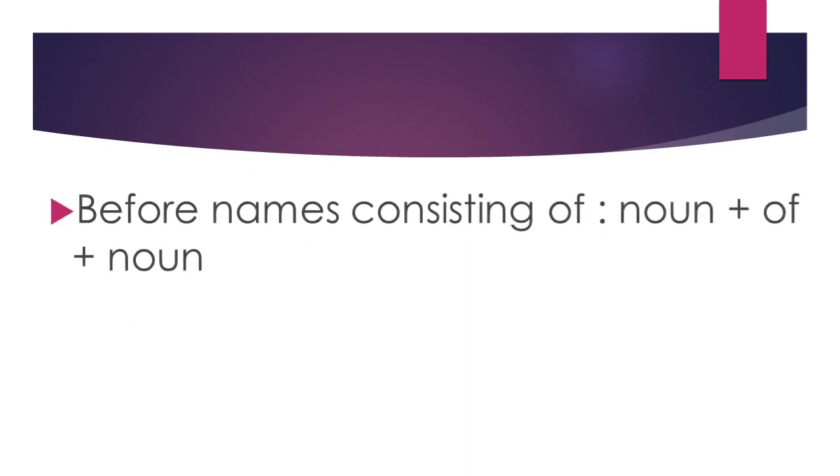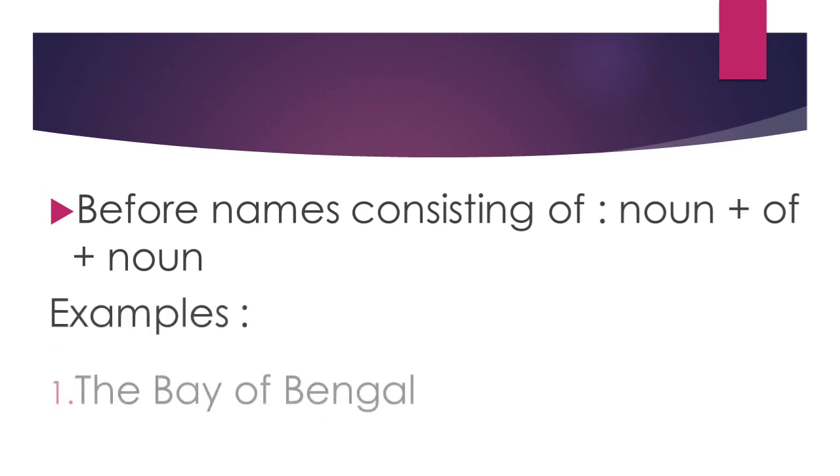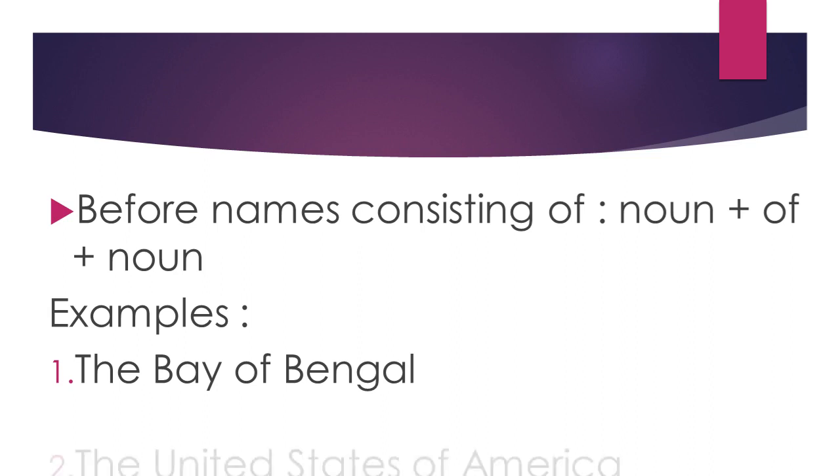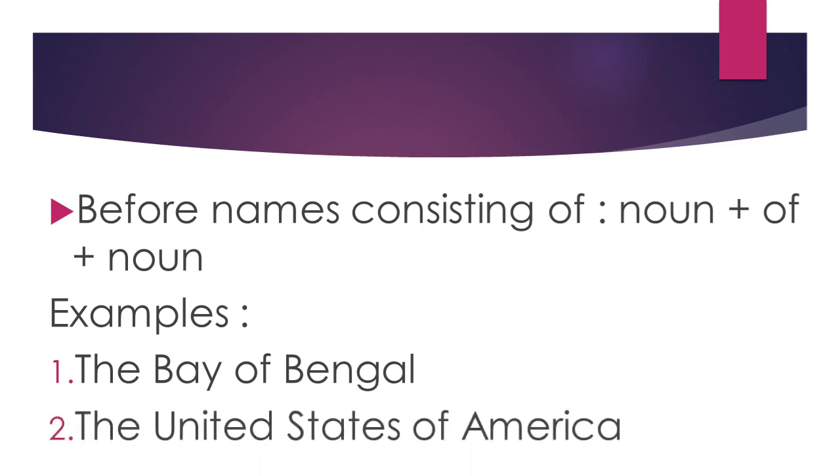Before names consisting of a noun, meaning if there is "of" between two nouns, then we will use "the" before the first noun. For example, the Bay of Bengal, the United States of America.